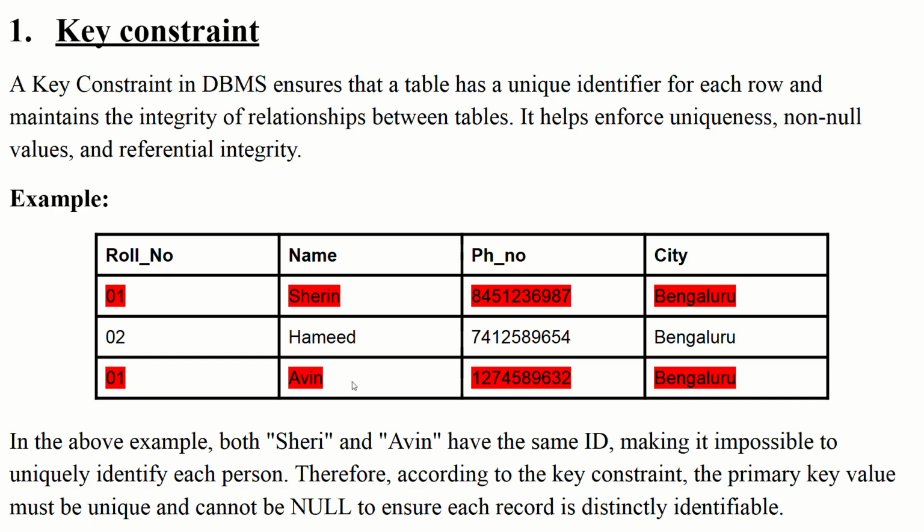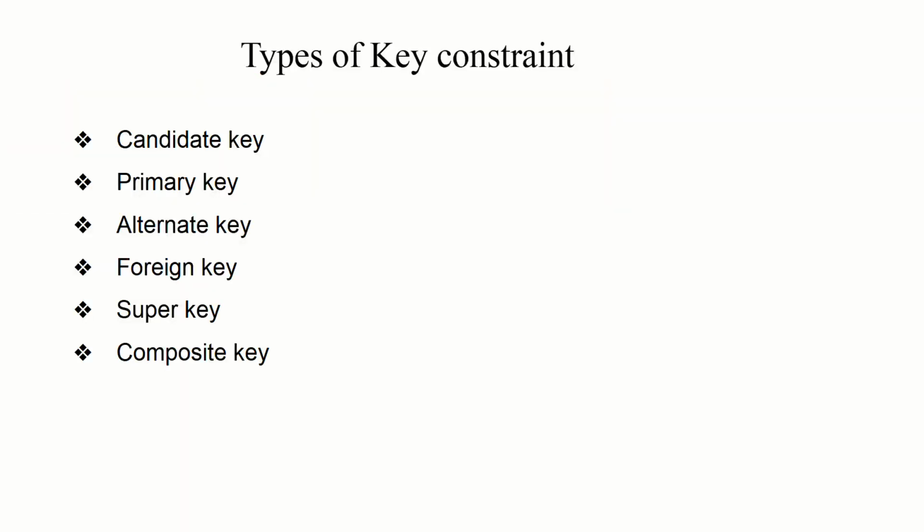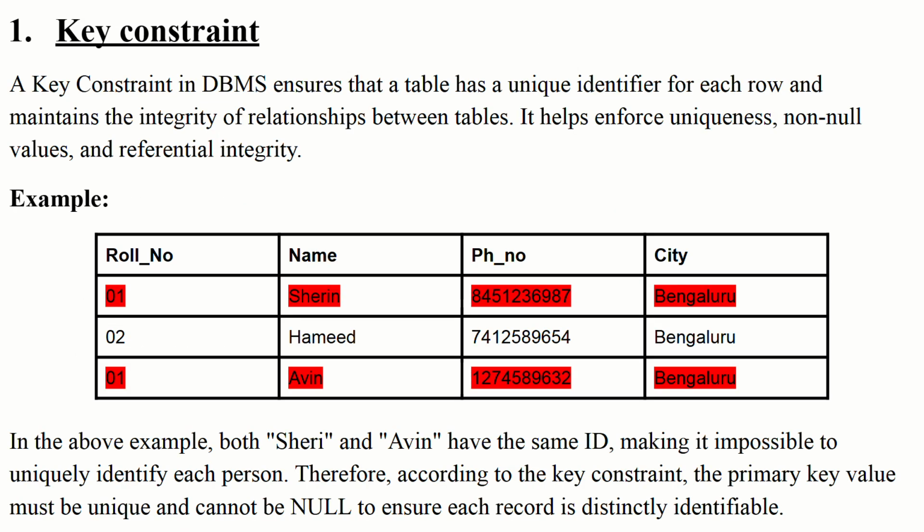So uniqueness should be there, and if I'm using this particular column, that value should not be null. The only possible way is to change the unique ID, so that Sharon has his own ID and Avin has his own ID. Otherwise, we won't be able to recognize these students differently. That is the concept of the type called key constraint, and this is the main concept of key constraints that we have learned.